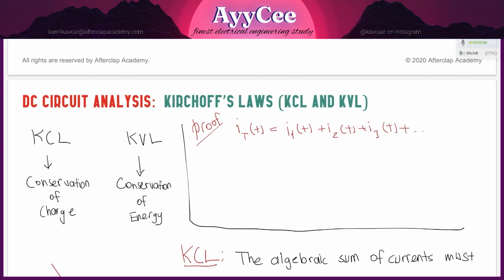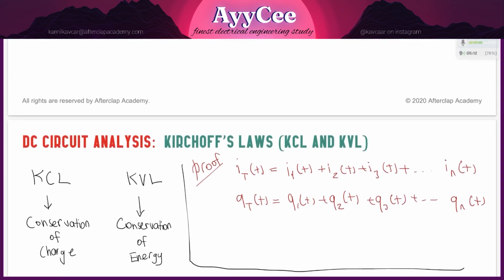And let's say it goes on like that until In of t. So when you think about it, if I just integrate both sides, I mean the left side and right side, what I would have is going to be something like this. Qt of t is going to be equal to q1 of t plus q2 of t plus q3 of t, and it goes on like that, qn of t. So this is possible. You know why?